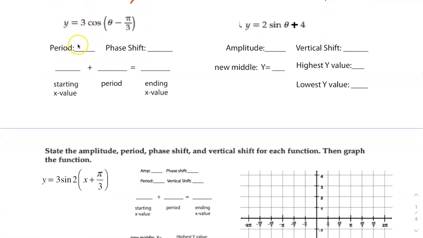So plus 4. My period's 2 pi over, it's 2 pi. Going to this one, period, no amp. Period is 2 pi over nothing, so just 2 pi. Phase shift is plus pi over 3. Now what's different about this one? Let's talk about how to find the ending value.